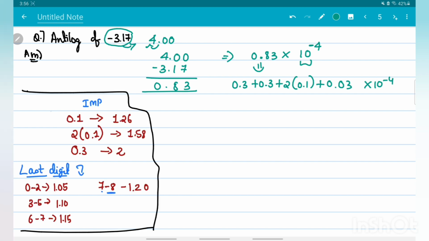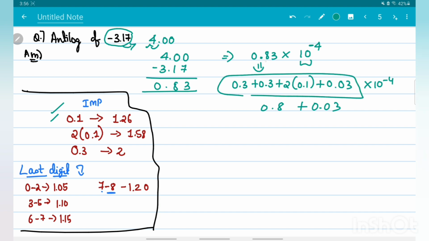So if you remember, these were our log values. So here what I did was basically take the 0.83 as 0.8 and 0.03. Now what I've done, this step is what I'm showing right now. So the 0.83 can be written as 0.8 plus 0.03. Now keep the 0.03 aside for the last digit values. Now this 0.8, further I'm going to divide it. I'm going to write it in such a way that I use these three values.